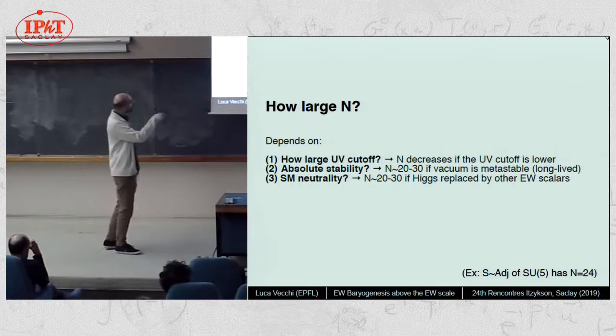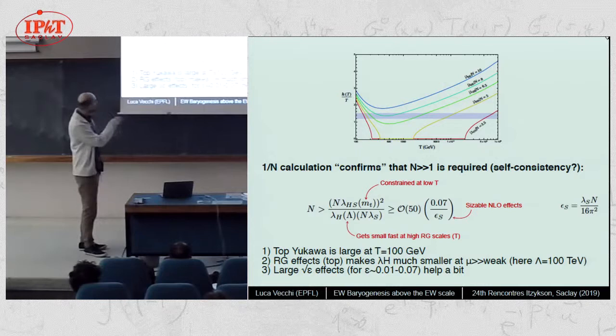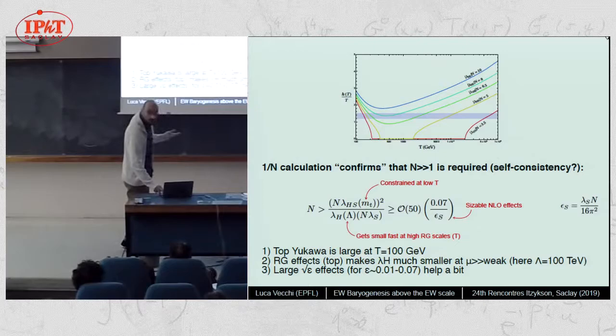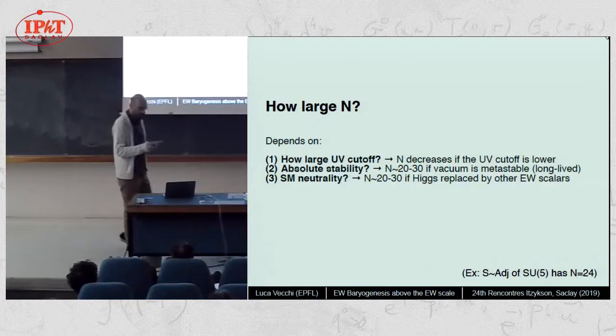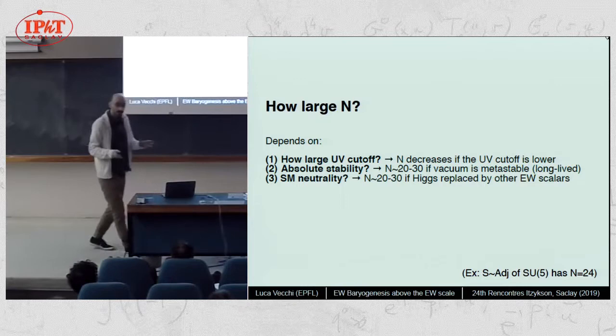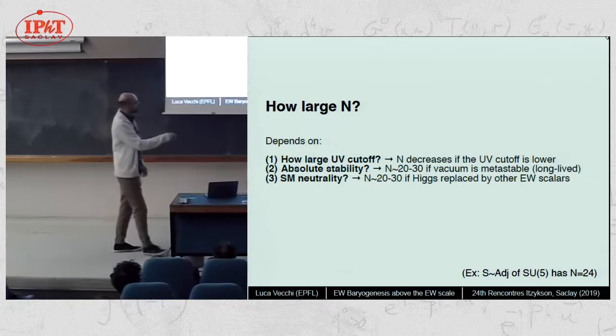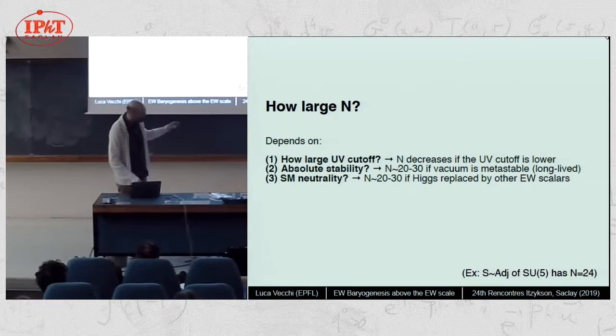Another thing that is crucial in this constraint that I mentioned before is stability. This inequality that appears here is just stability, absolute stability. But you don't need absolute stability; you can have metastability. In that case, n decreases. Even having a cutoff at 100 TeV, n can be 20, 30. When you get close to 20, 30, I don't think this is as crazy as before. Take just an adjoint of SU(5). For people who have a feeling of beauty, n of 20, 30 is crazy, but maybe the adjoint of SU(5) looks better. It's the square root of n.